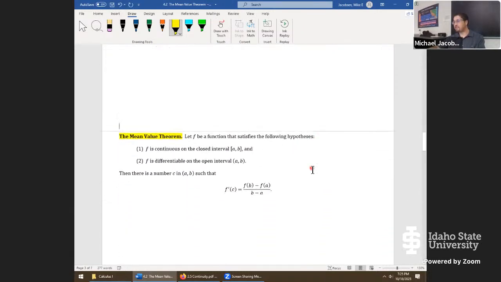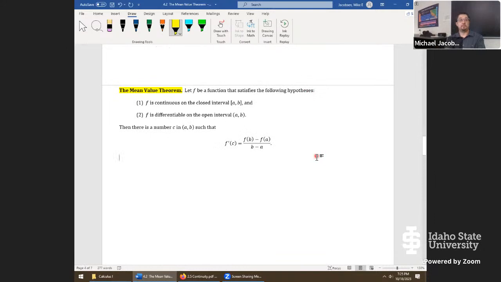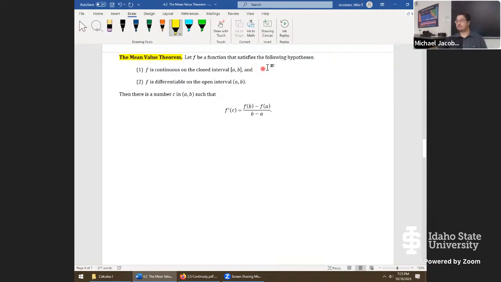It's highlighted in yellow since this theorem is quite an important theorem. In a calculus class, there's almost a guarantee that this would be on an exam, probably exam 3, a good chance on the final exam as well. And here's what it says.